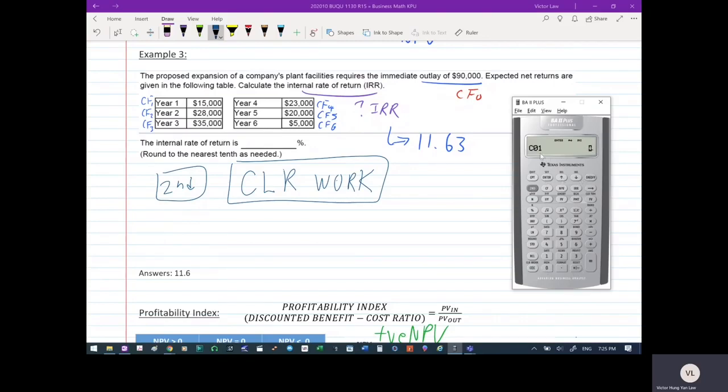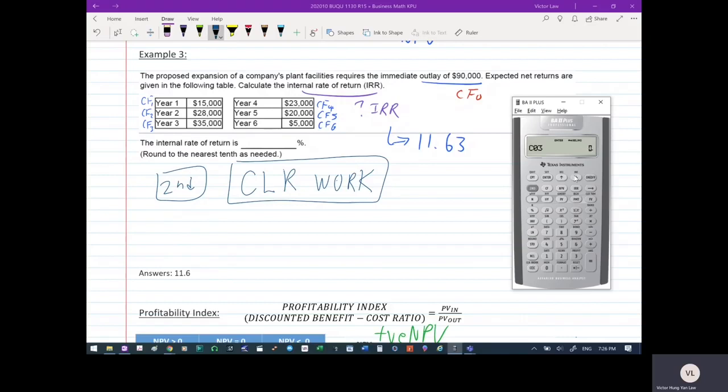We're going to go down. Our next cash flow is C01. So C01 is $15,000, and that's for 1 year. So C01 is 15,000. We go down. That's a positive number. It's for 1 year, so frequency is 1. We go to cash flow. The second cash flow is 28,000. Enter, and then we go down, and then frequency is 1 as well.